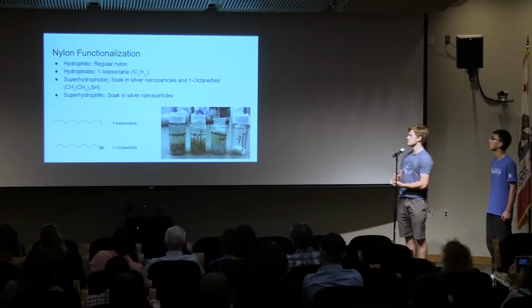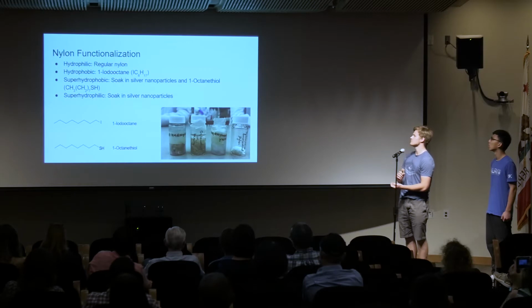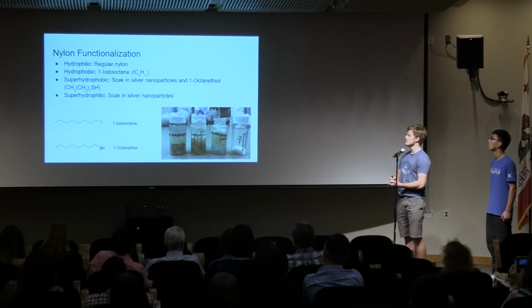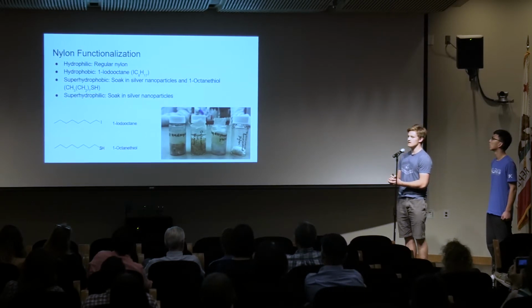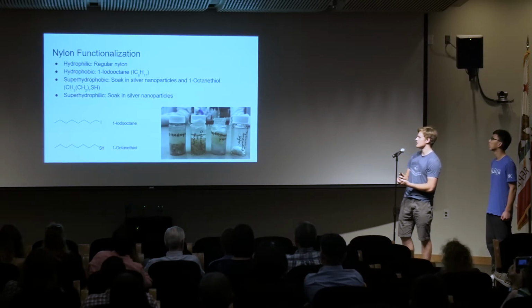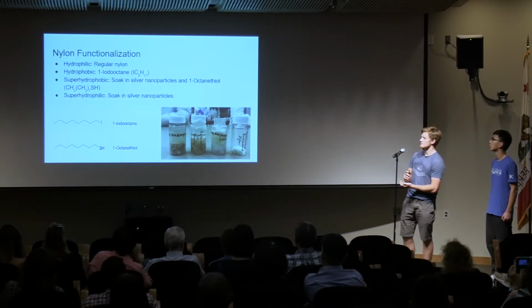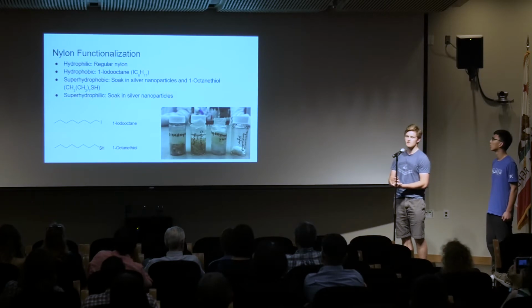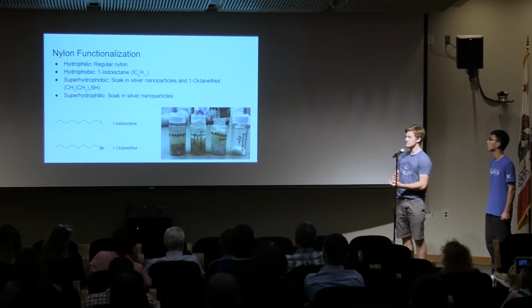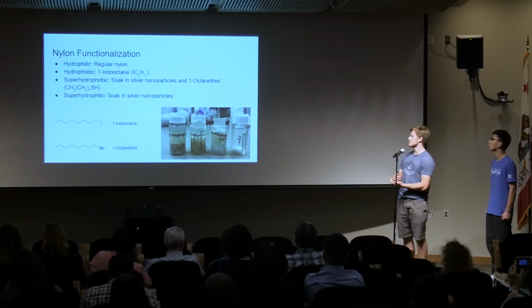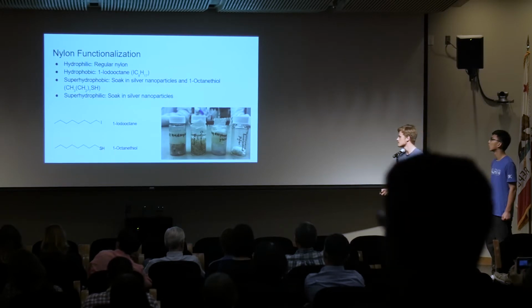The first filter we made was the hydrophilic one, which was just regular nylon, because nylon is naturally polar, which makes it hydrophilic. Then we made a hydrophobic filter by adding iodoxantane, which made it nonpolar and hydrophobic. We made a superhydrophobic one using octanethiol as our nonpolar group and then added silver nanoparticles, which provided the nano roughness that made it superhydrophobic. Then we made a superhydrophilic one by taking regular nylon and adding silver nanoparticles.